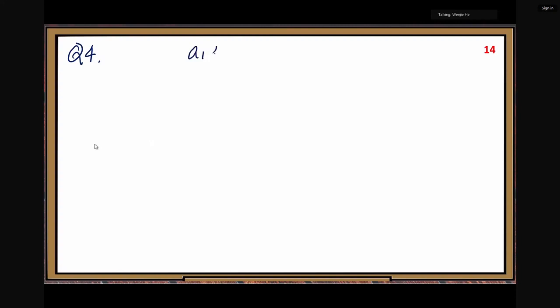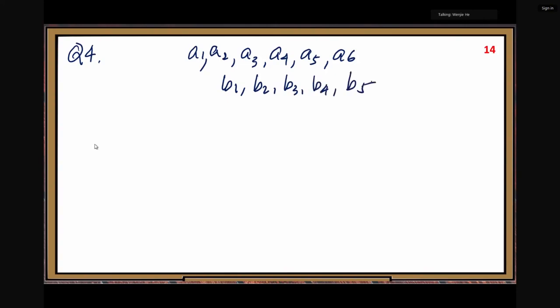A1, A2, A3, A4, A5, A6, B1, B2, B3, B4, B5. And it's given A3 is less than B3. So after elimination, we get question number 3. Many students didn't do the elimination step right.